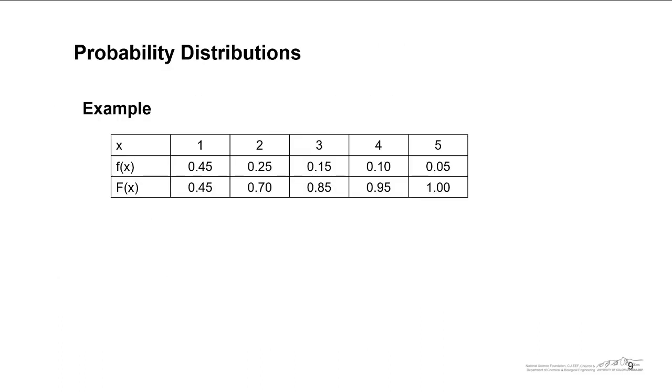Going back to our example, this 0.70 on the bottom here, we have the cumulative distribution function. That's just the sum of 1 and 2. Capital F of 3, 0.85, is just the sum of everything before it, which is also the sum of the previous cumulative distribution function plus the current little f of x. So that's how we get the cumulative distribution function.